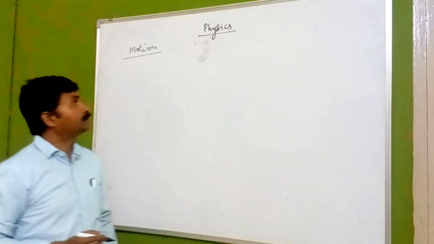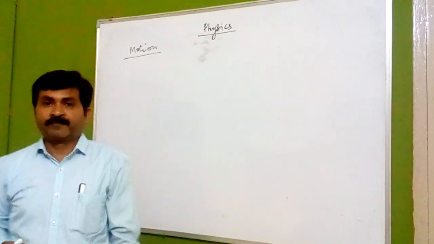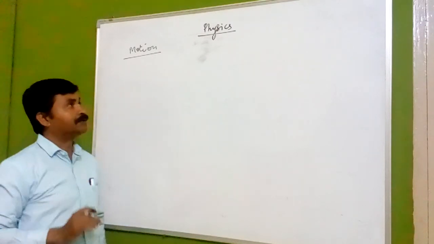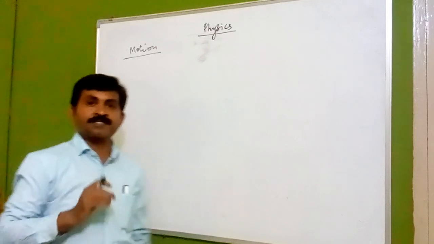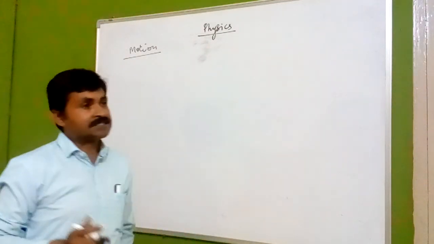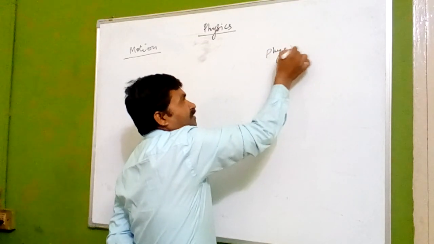Okay. Now we have already gone through the physical quantities. We have got fundamental quantities. We have got derived quantities. We come to understand the system of units: CGS, MKS, FPS, and SI. Now we will discuss the physical quantities.